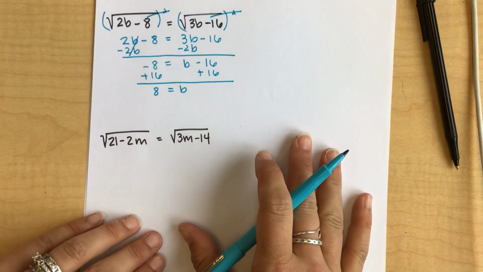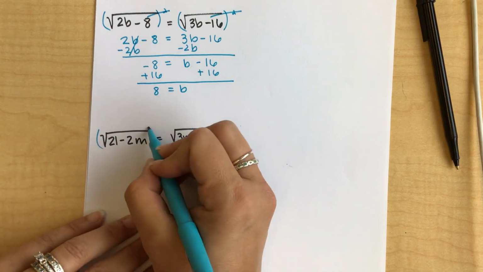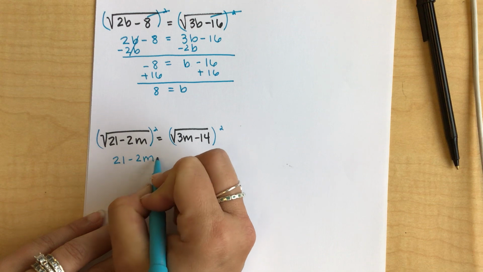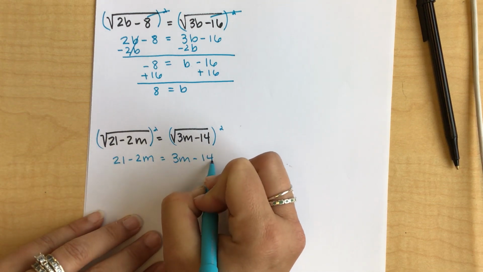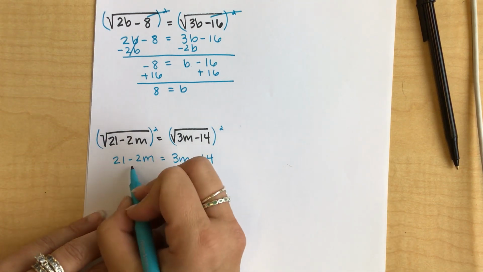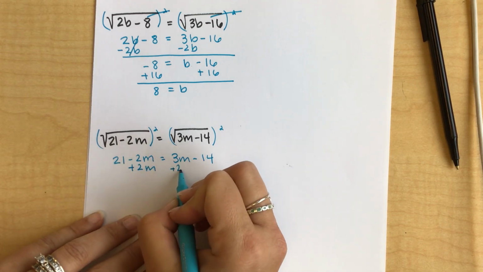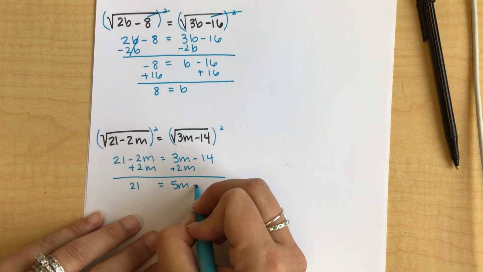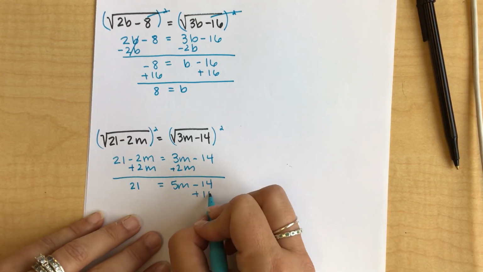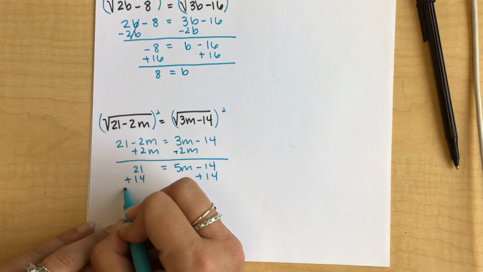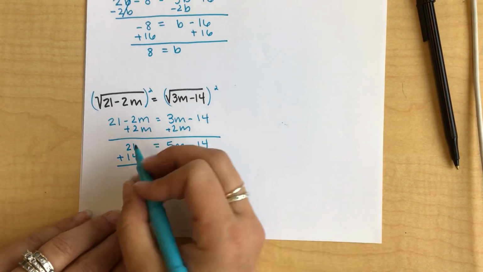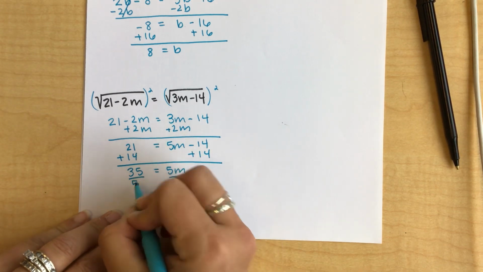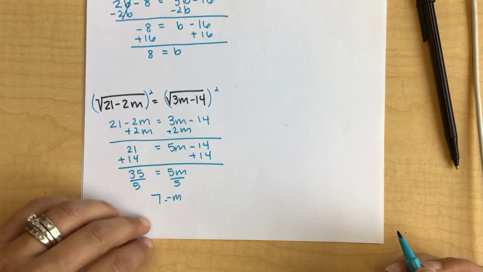Okay. Another example. Again, radical equals a radical, so I'm going to square both sides first. So then I have 21 minus 2m equals 3m minus 14. I'm trying to get the m's on the same side. So add 2m to both sides. So 21 equals 5m minus 14. Add 14. Again, this is just your basic equation stuff that you learned back in middle school. So 35 equals 5m. Divide by 5, and we get m equals 7.